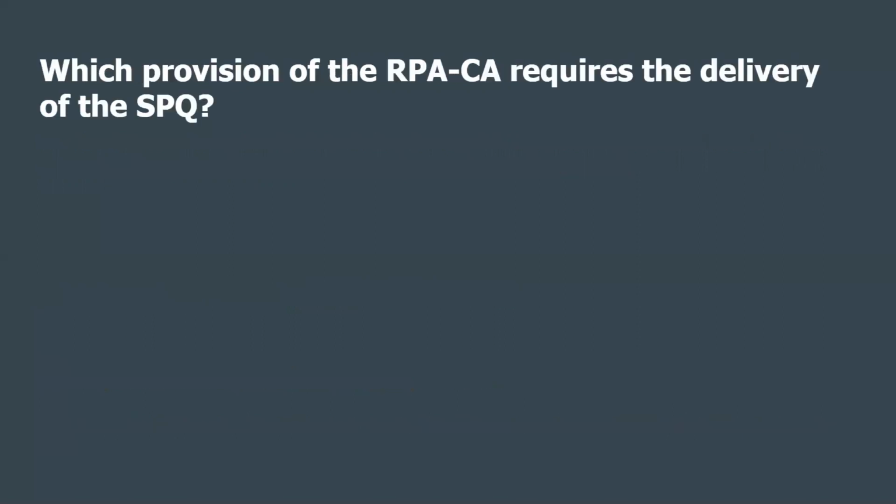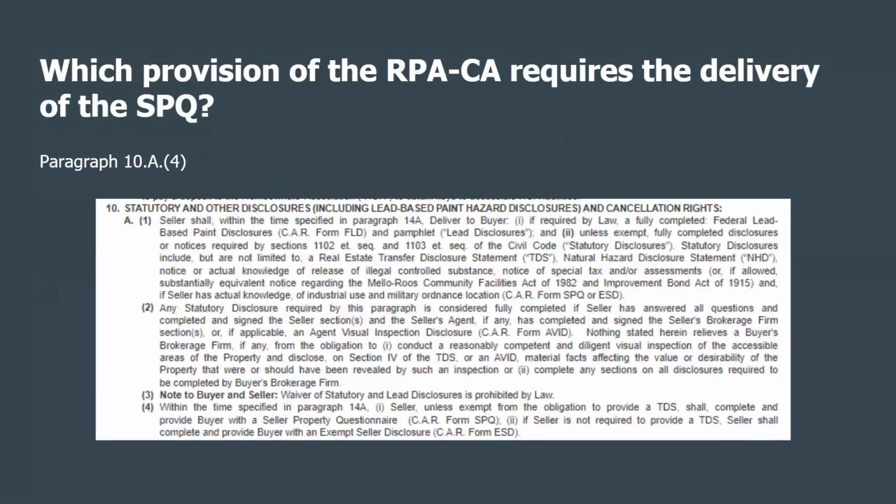Which provision of the RPA CA requires the delivery of the SPQ? So you're looking at paragraph 10A, number 4 here of the RPA, and you will see down there at the bottom, it says within the time specified in paragraph 14A, seller, unless exempt from the obligation to provide a TDS, shall complete and provide buyer with a seller property questionnaire, form SPQ. If seller is not required to provide a TDS, seller shall complete and provide buyer with an exempt seller disclosure. So it does state in the contract, SPQ is required.